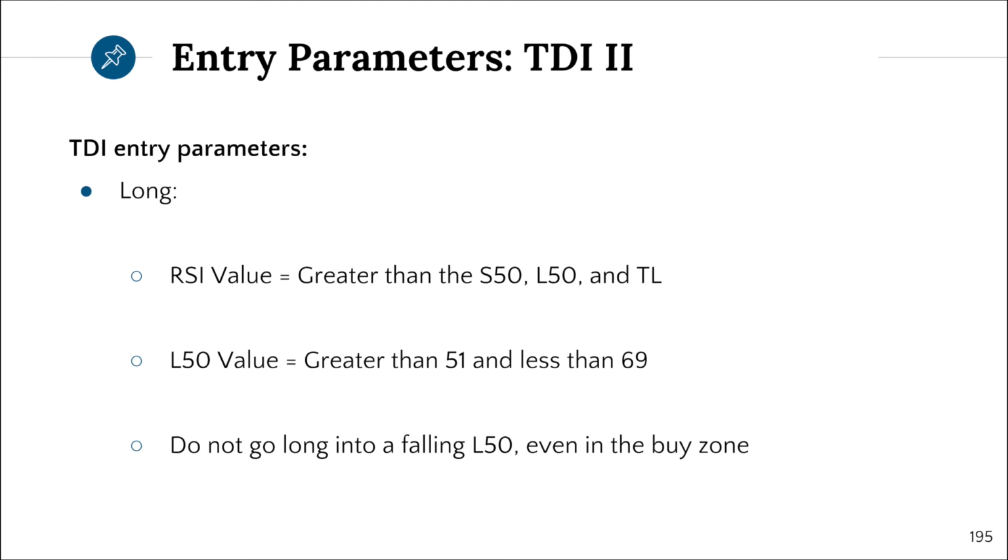Something that I want to take note of here is that I never really go long in a dropping liquid 50, meaning if the value of the liquid 50 was up at 68, 65, and all of a sudden through Asia and through London, it starts to drop, going down to 60, 55, 54, closer to 50, most likely I'm not going to look for potential longs there, only because that's showing me that yes, we're in the buy zone, but the trend is losing strength. So I want to trade long into rising liquid 50s or flat liquid 50s in the buy zone.